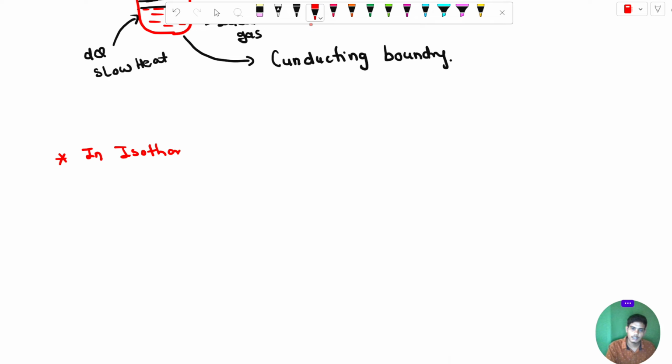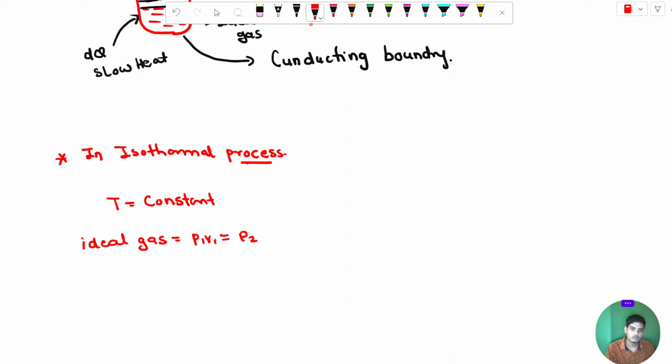In an isothermal process, we know the value of T is constant. For an ideal gas, P1 V1 is equal to P2 V2. Instead of P1 V1, you can also write the value of P2 and V2. Both values are the same, and the process should be very slow.